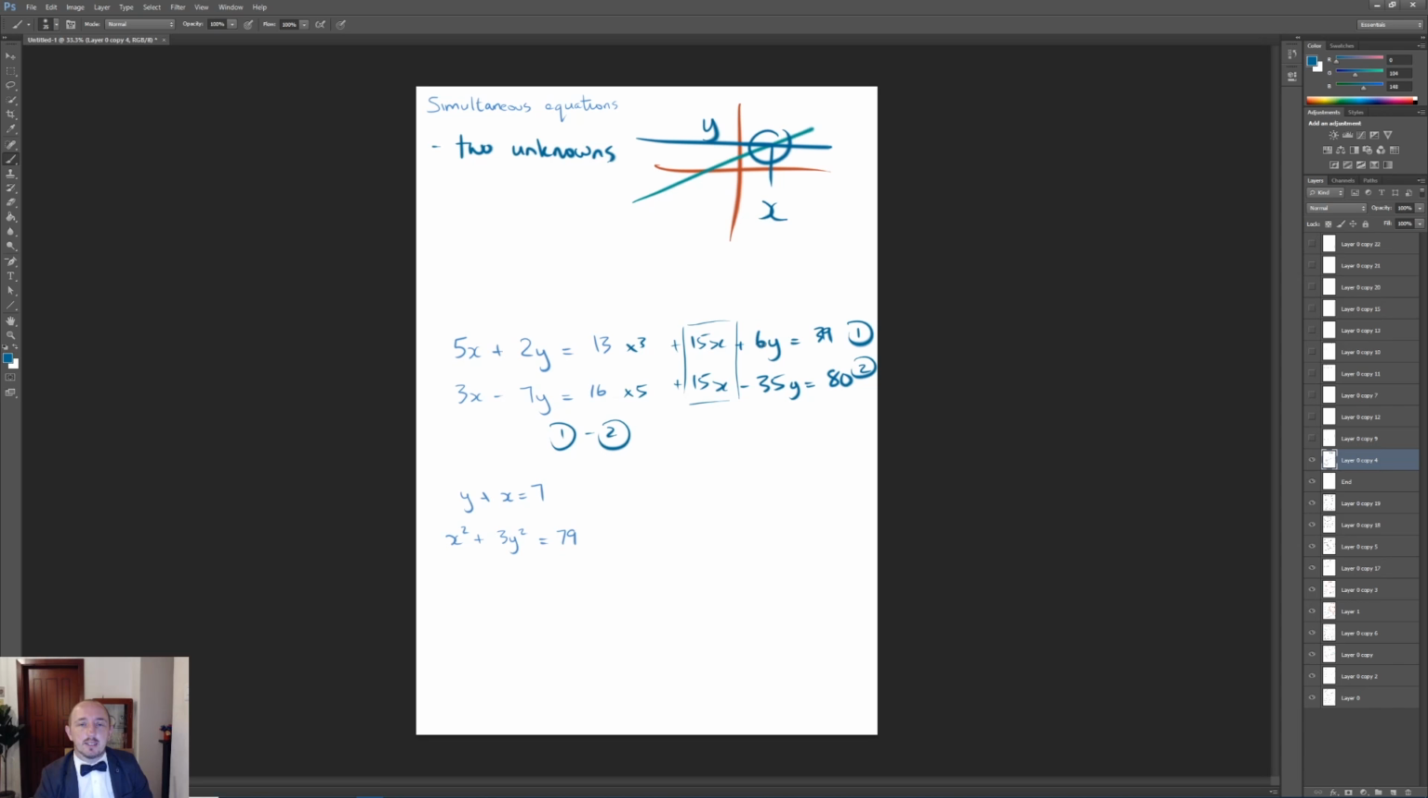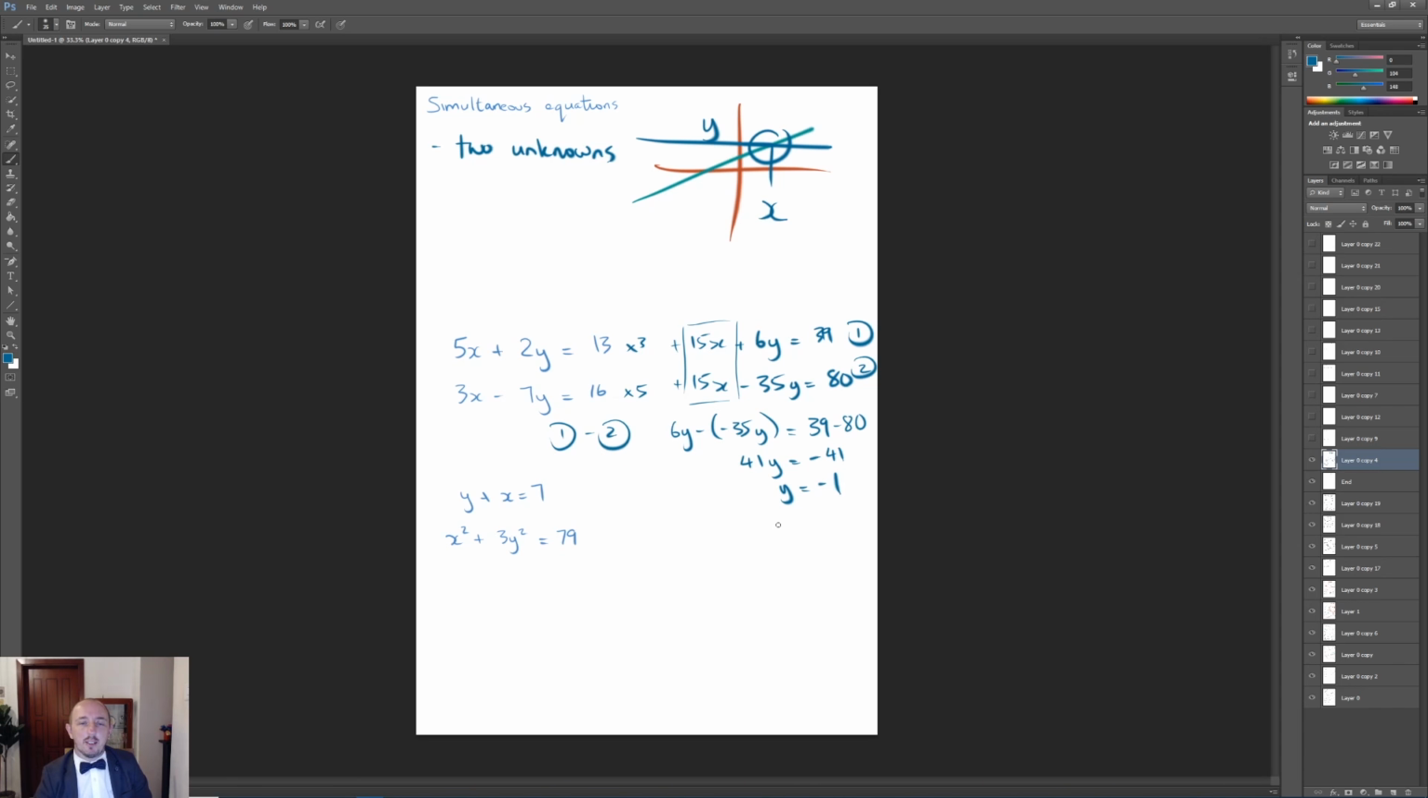That will give me 6y. So 15x minus 15x, that will cancel out to give you 0. We have 6y minus negative 35y, because I'm subtracting them, but I'm also subtracting a negative there, and I get 39 minus 80. So 6y minus 35y is 41y, and 39 minus 80 is minus 41. So my y value is minus 1 when I divide.